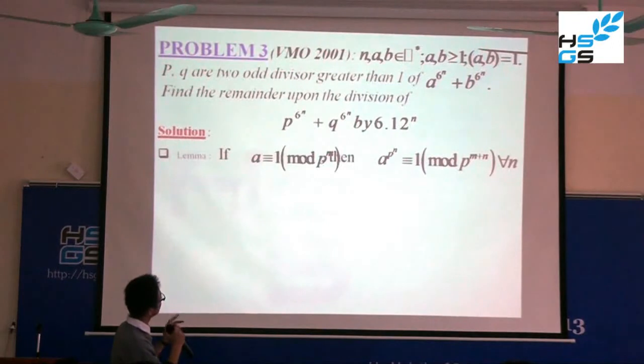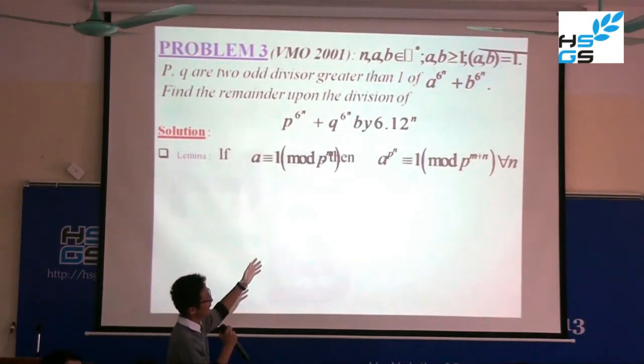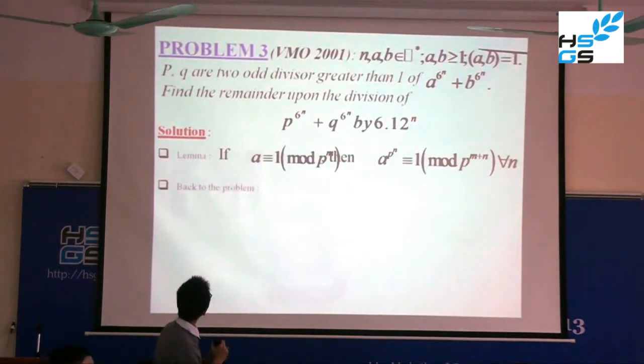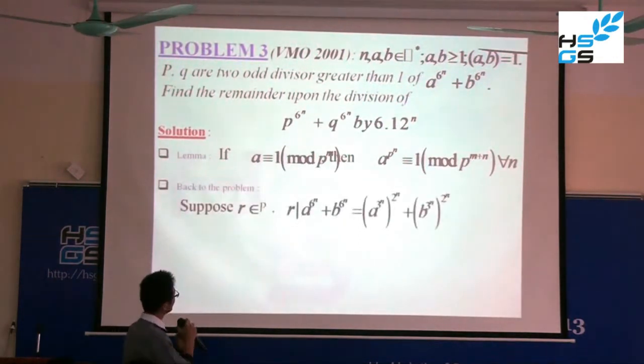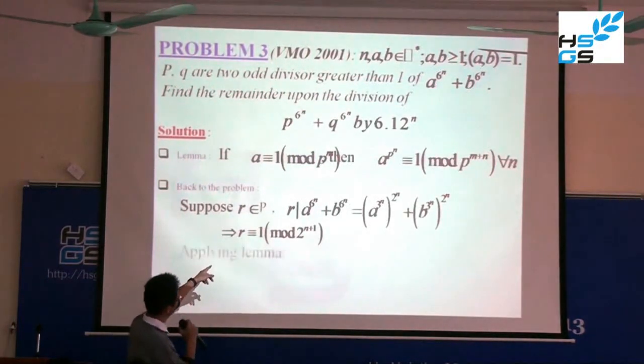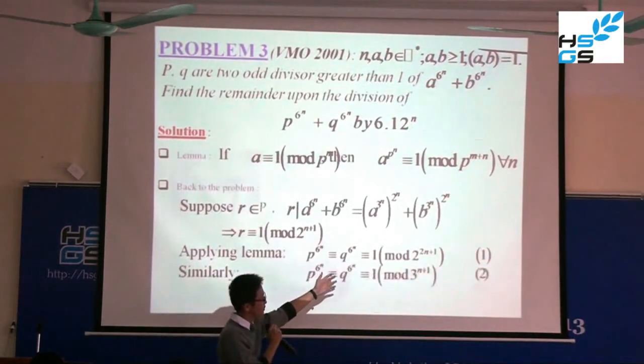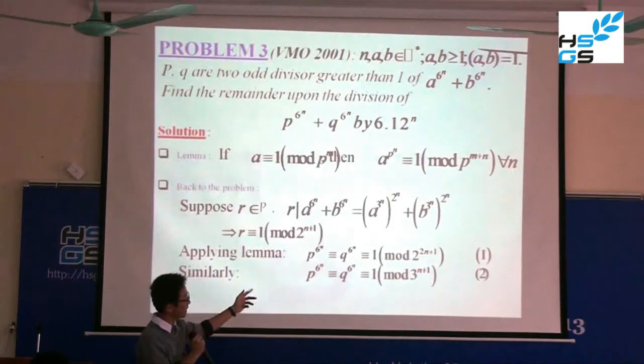First, if A is congruent to 1 mod P to the n, then it follows that A to the P to the n is congruent to 1 mod P to the n plus n. Now we can go back to our problem. Suppose P is also an arbitrary prime factor of A to the 6 to the n plus B to the 6 to the n. Applying problem 1, we will have that R is congruent to 1 mod 2 to the n plus 1. And applying the lemma, we have P to the 6 to the n is congruent to Q to the 6 to the n, and is congruent to 1 mod 2 to the 2n plus 1.